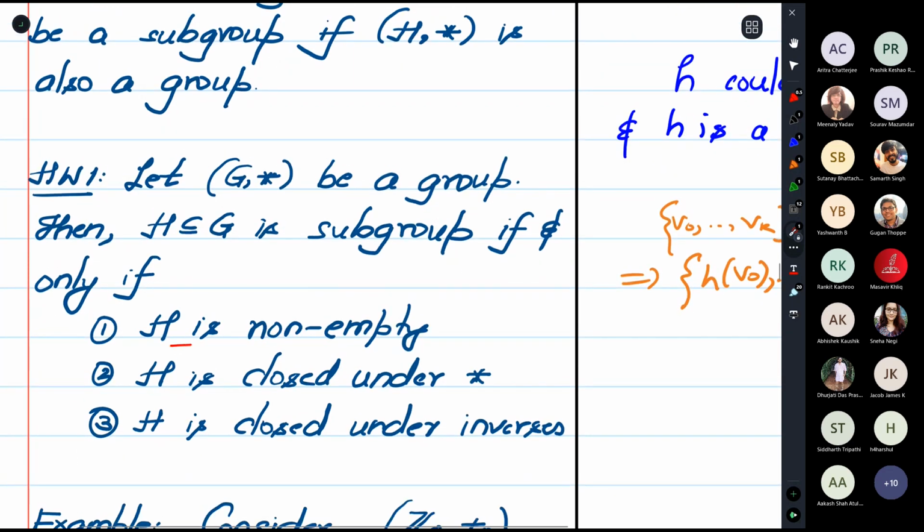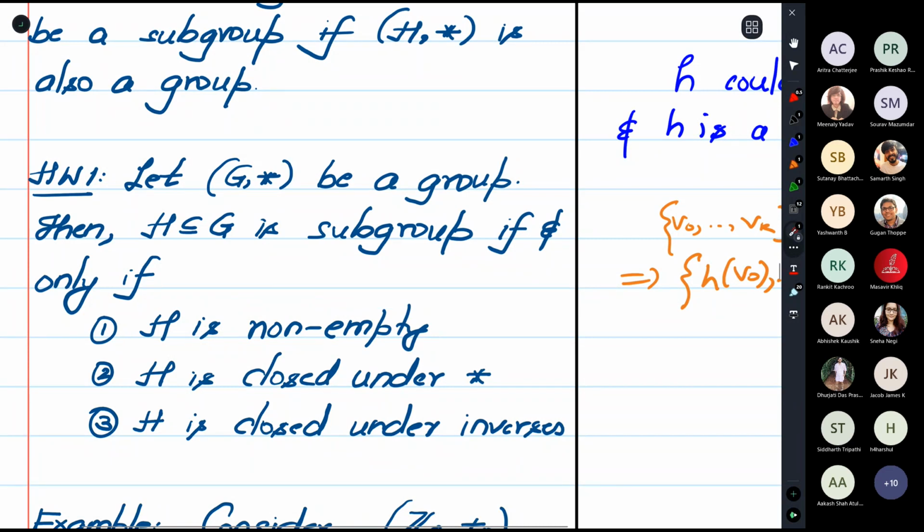The first is that H is non-empty. So why do we require that H be non-empty? Because recall that in every group we need to have an identity element. If you have an empty set, then one cannot talk about this identity element at all, because if you look at the definition of a group, you will see that there exists an identity element which has some desired properties. So if a set is empty, then one cannot talk about whether it's a group or not. That's why the first condition is that H be non-empty.